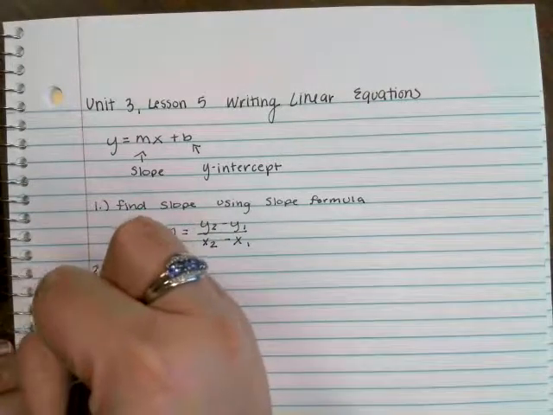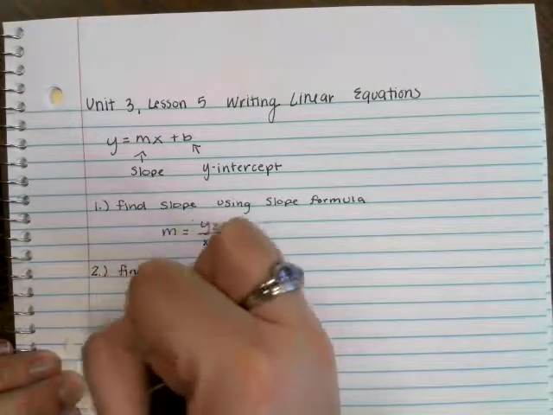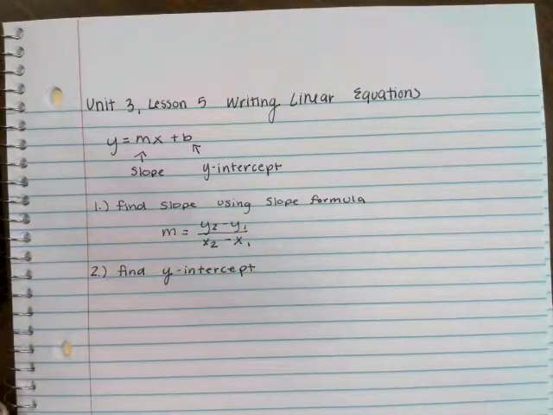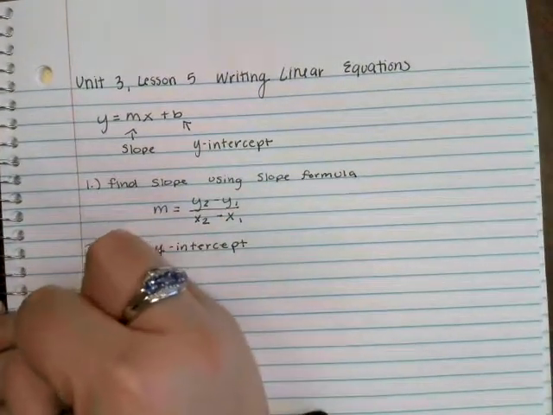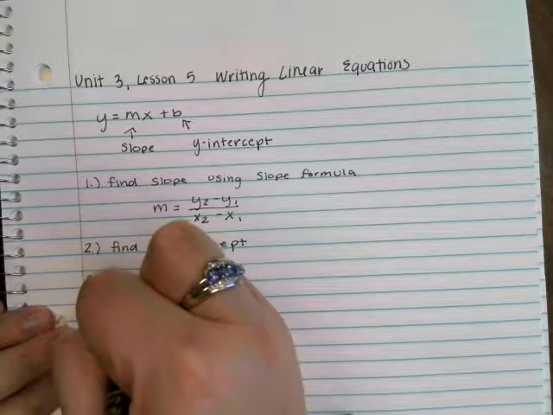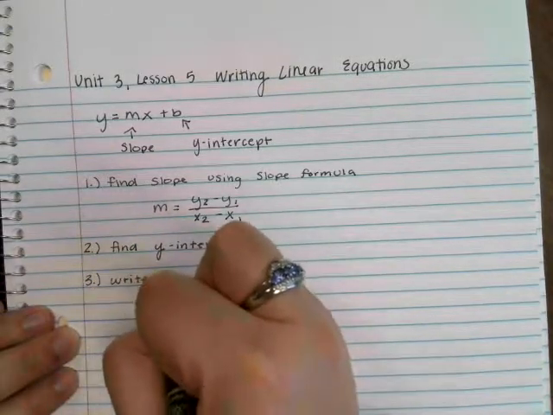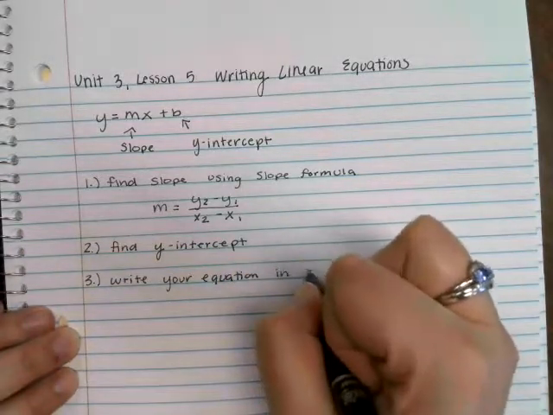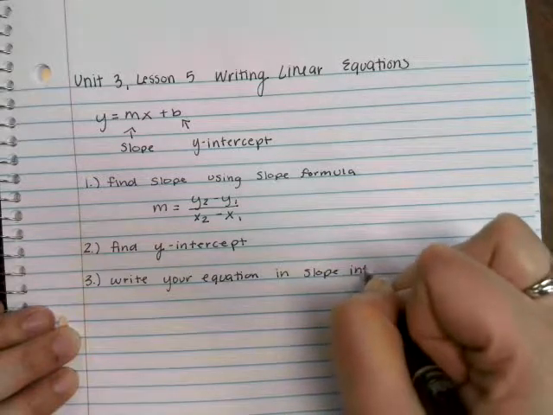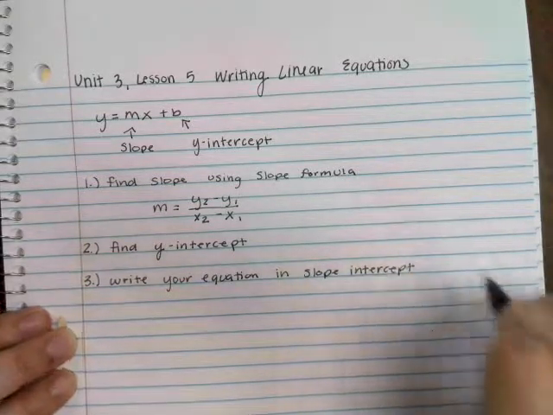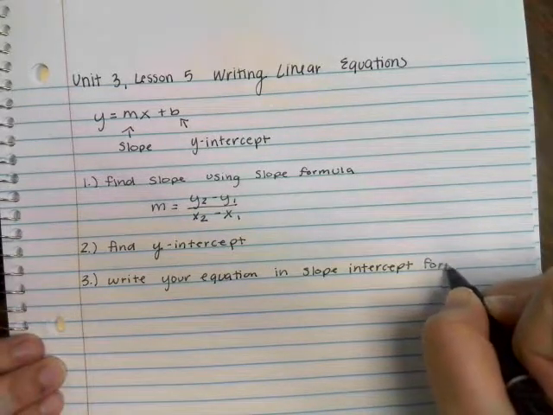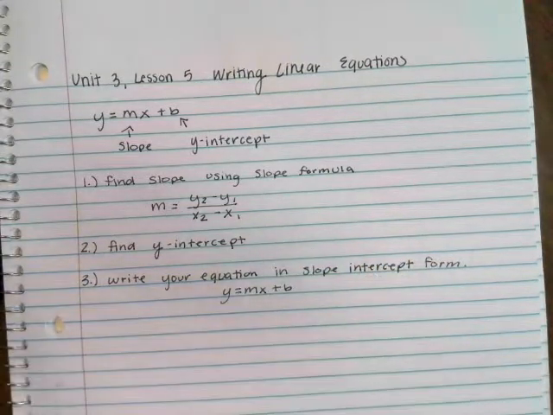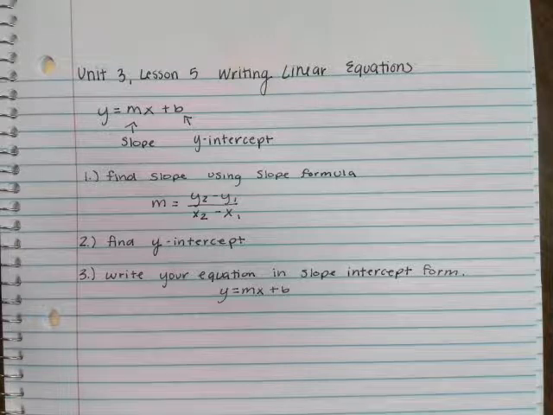Step 2 is finding your y-intercept, finding the point to where it crosses the y-axis. We're going to practice doing that together. And then step 3 is going to be to write your equation in slope-intercept form. Remember, your overarching goal is to find your slope, find your y-intercept, so that you can write that equation in your y equals mx plus b form. So we're going to jump right into that.